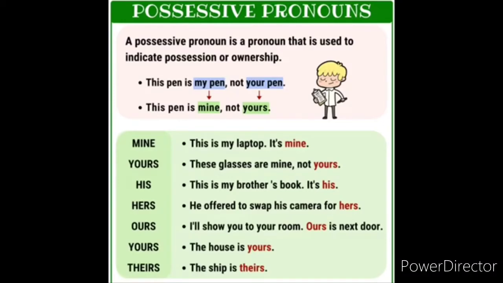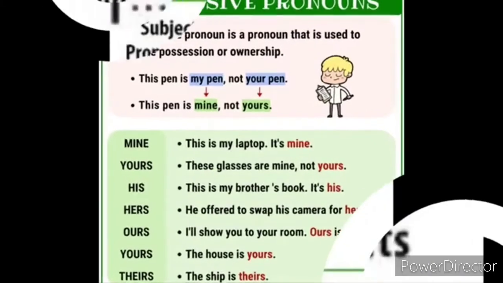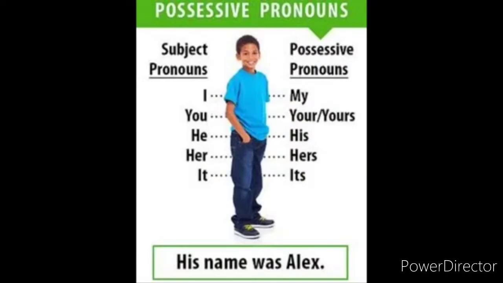You have some other examples for each possessive pronoun. For mine first, this is my laptop, it's mine. Yours, these glasses are mine, not yours. Next one for possessive pronoun, his. This is my brother's book, it's his. Likewise, here you have so many examples for the possessive pronouns, children. Look at the picture, children. Here you have another example for possessive pronoun.